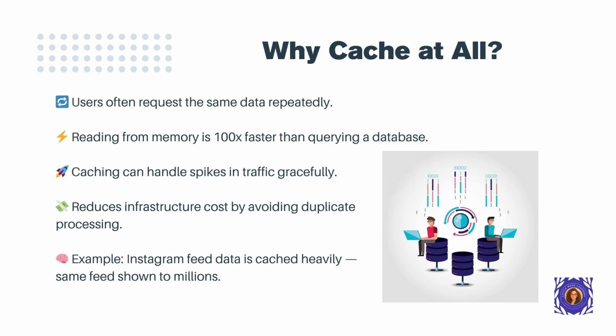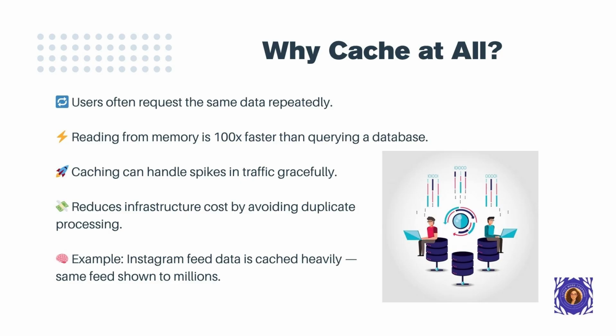The rationale behind caching is compelling and multifaceted. Firstly, in virtually any popular application, users frequently request the same data repeatedly. Consider a popular news article or a product listing. Fetching this identical data from the primary database for every single request is incredibly inefficient.